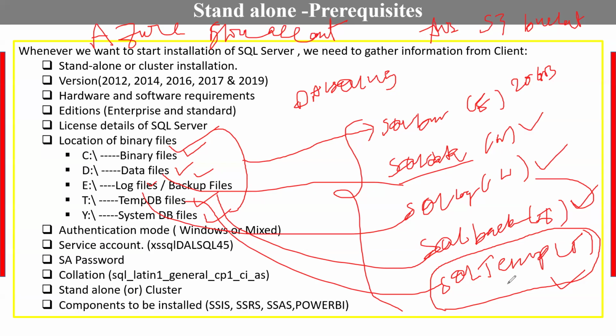So one of the best practices is that you should not keep tempdb on any one of these disks. TempDB always needs to be on a dedicated drive. The TempDB disk should always be SSD only, not HDD. TempDB needs to be on a separate drive and the TempDB disk should be SSD. That is one best practice we need to follow.